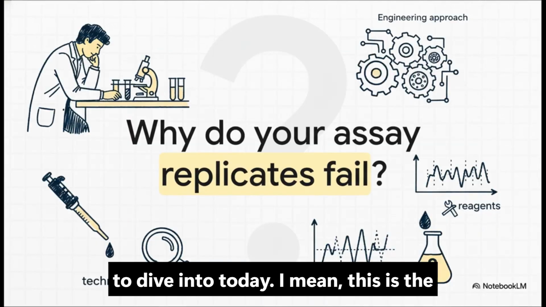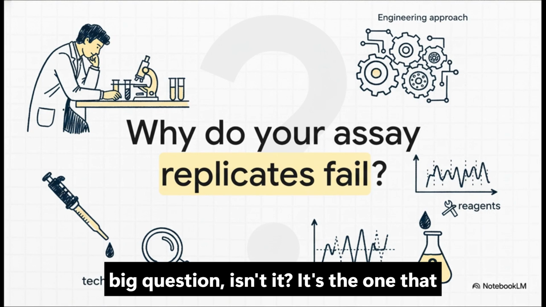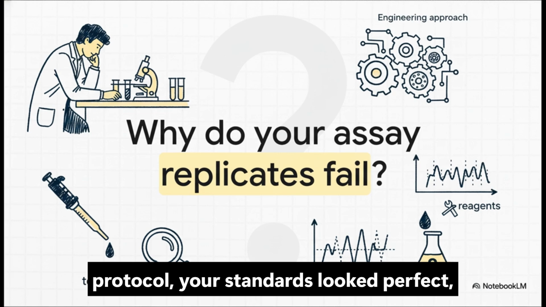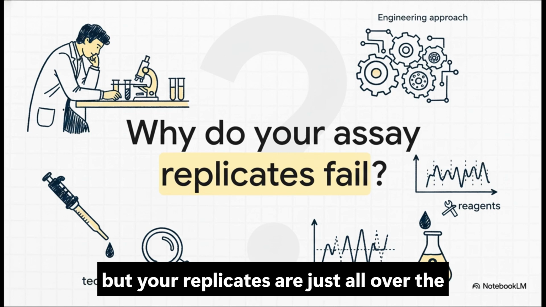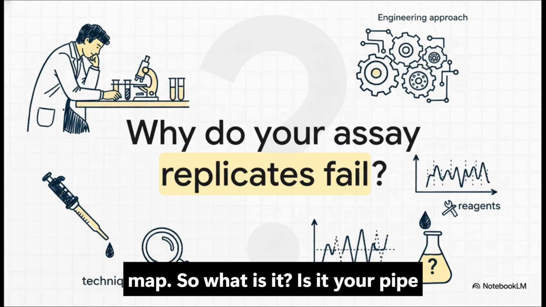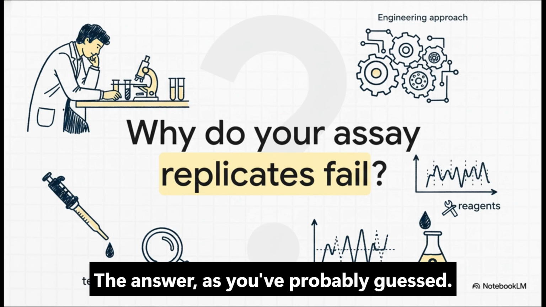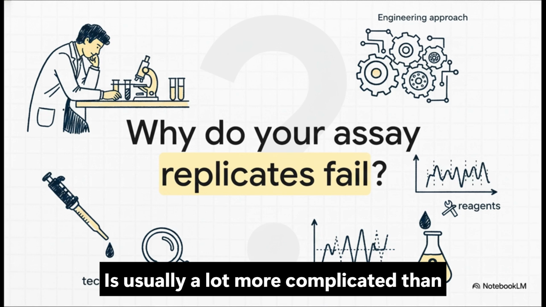I mean, this is the big question, isn't it? It's the one that keeps you at the bench way too late. You did everything right, you followed the protocol, your standards look perfect, but your replicates are just all over the map. So what is it? Is it your pipetting, the reagents, the plate washer? The answer, as you've probably guessed, is usually a lot more complicated than you think.